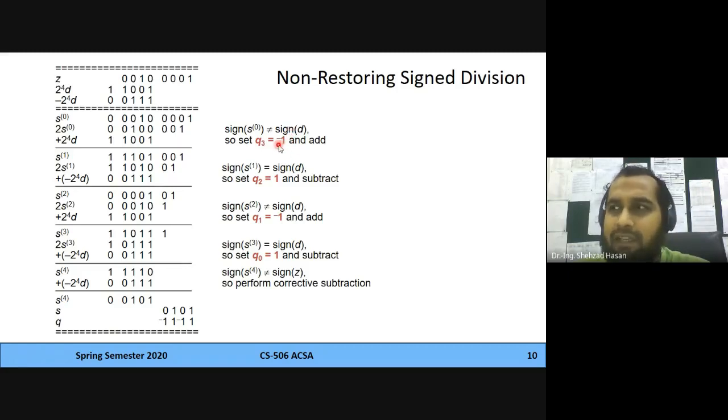I'm going to come later to the hardware and how we're going to represent -1. We are actually not really going to store -1. This is going to be converted on the fly.